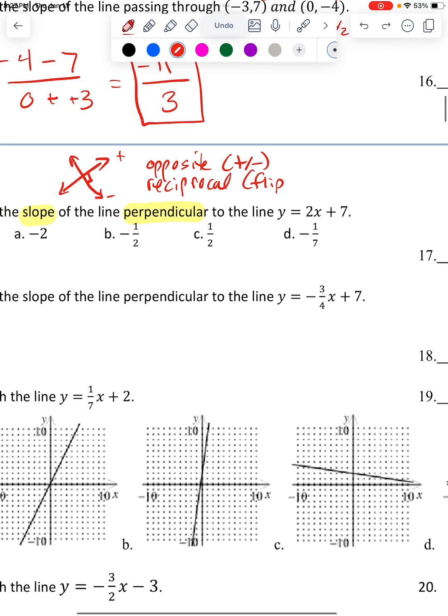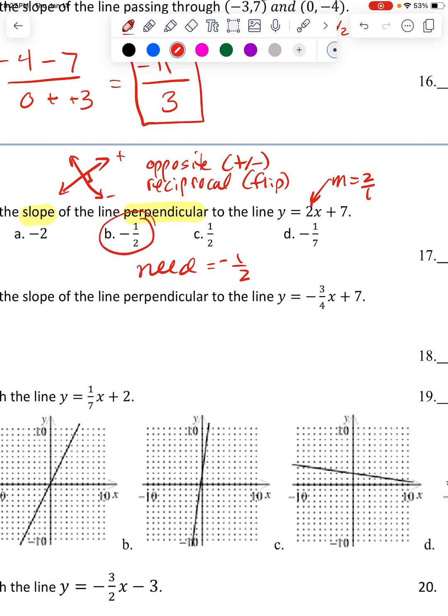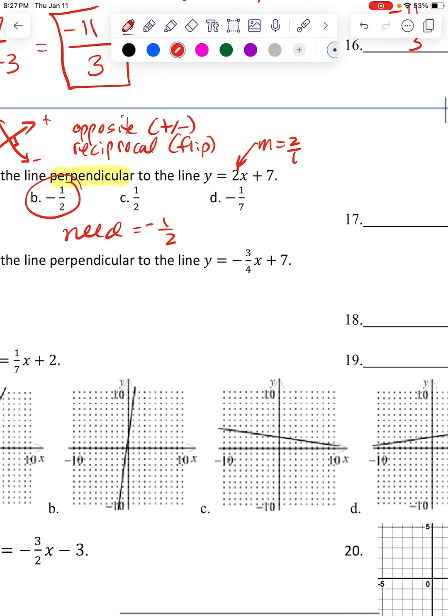So first I need to figure out what is the slope of this line, and the answer is that the slope is 2. I need the opposite reciprocal. Well, if you have 2 over 1, you need 1 over 2, and if you had positive, you need negative. So my option that matches that is going to be choice B.